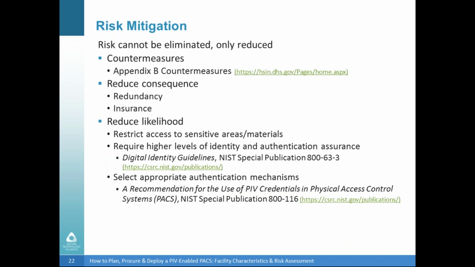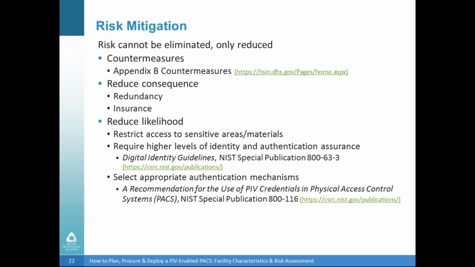Now that you've identified and prioritized the risks to your facility, you can begin identifying specific countermeasures to mitigate those risks. I've said this several times in the webinar, but it's a key point to remember. Risk can't be eliminated, it can only be reduced. One of the tools I recommend is Appendix B to the ISC Risk Management Process Standard. It's titled Countermeasures. It's another FOUO document that provides methods you can employ to mitigate risk.